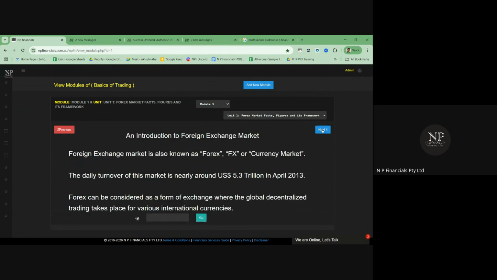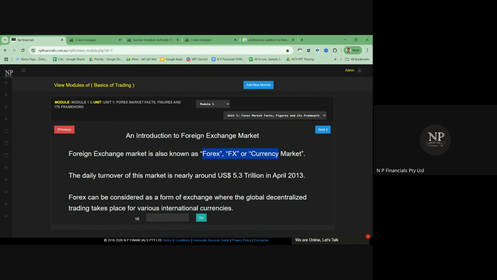Introduction to foreign exchange market. Foreign exchange market is also known as Forex or FX or currency market. So it has four names: Forex, FX, currency, foreign exchange. The daily turnover of this market when the book was written way back in 2013 was 5.3 trillion. Now it is 7 trillion.